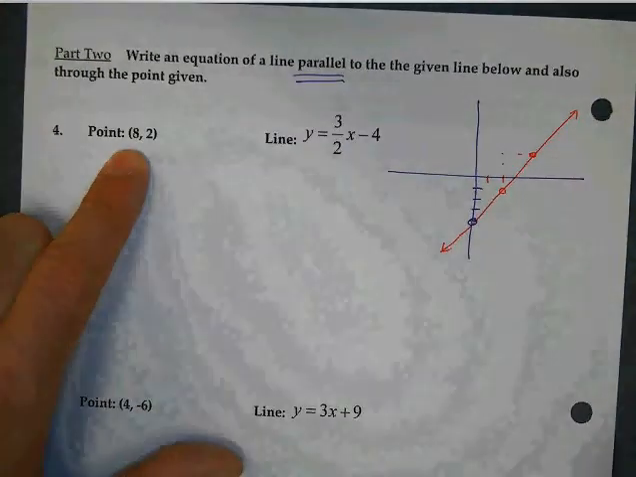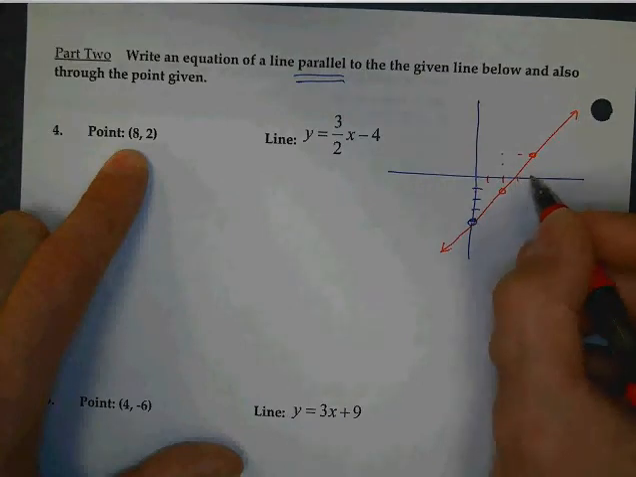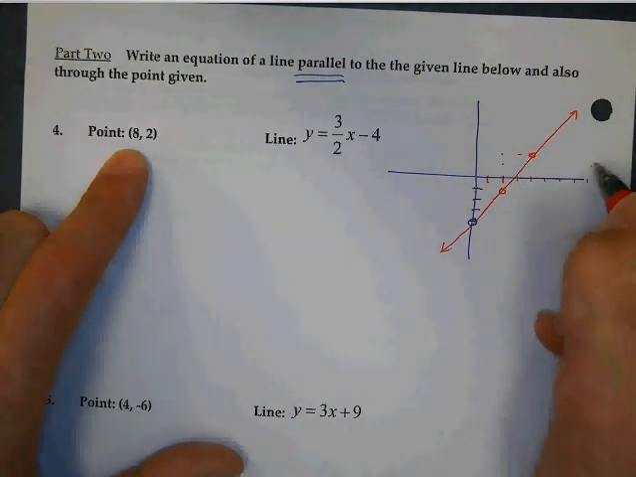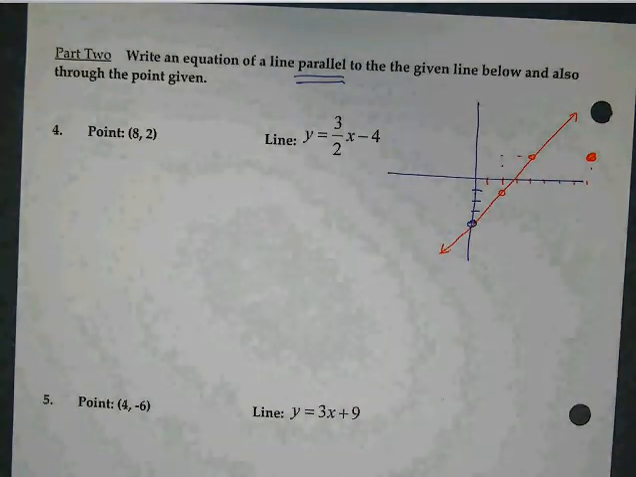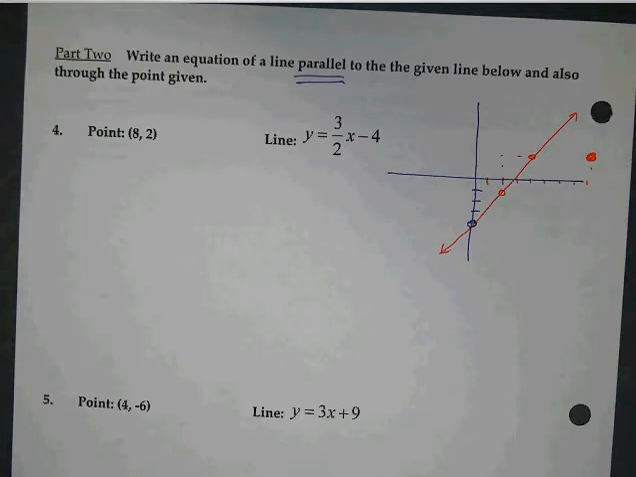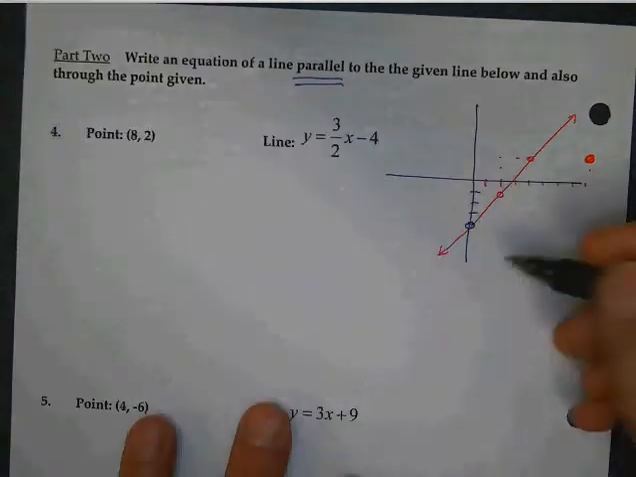8, 2. 1, 2, 3, 4, 5, 6, 7, 8. 1, 2. Here's this dot over here, 8, 2. I am being asked to draw a line through that point that's parallel to that. So everyone just draw a little dotted line as best as you can, parallel to this, through this point. Just do it right now. Just draw a dotted line all the way down through that point. That's what we're being asked to do.